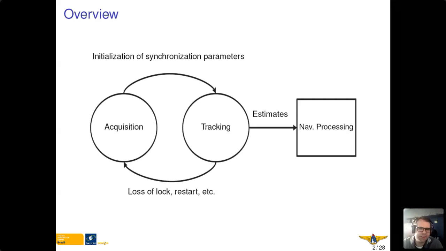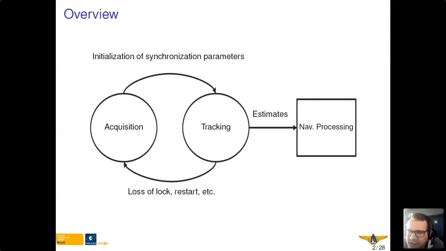The tracking we will discuss in more detail later today, but it follows this feedback system that we already saw, which led to a delay lock loop. We then have, for each of the parameters, a feedback system for the signal phase and for the Doppler, and we can combine these feedback systems to work together and keep track of the parameters.